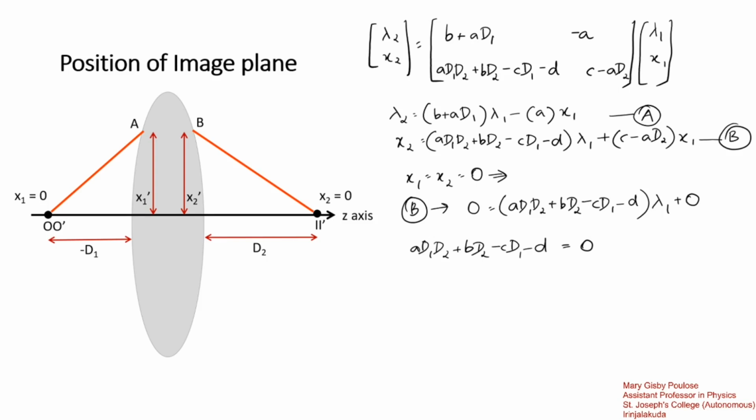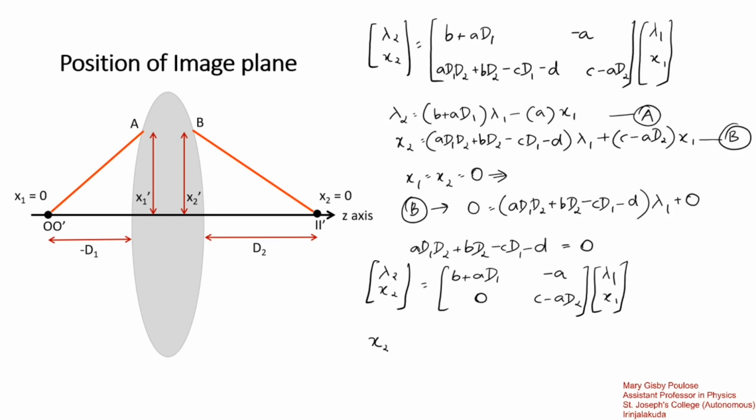Okay, fine. Now, using this condition in the system matrix for an image, I can write lambda 2 x2 is equal to b plus a d1, minus a, 0, c minus a d2 upon lambda 1 x1. x2 can be written as c minus a d2 into x1. Let this be equation C.